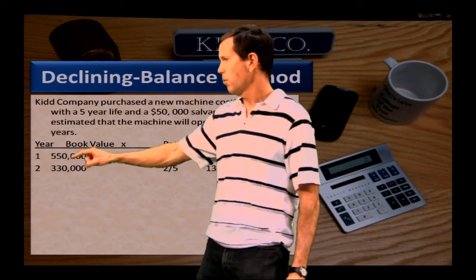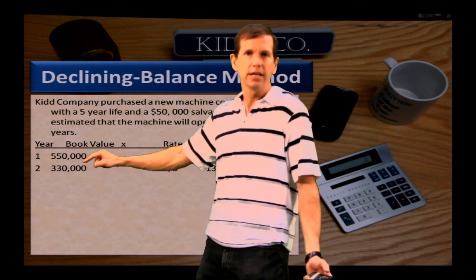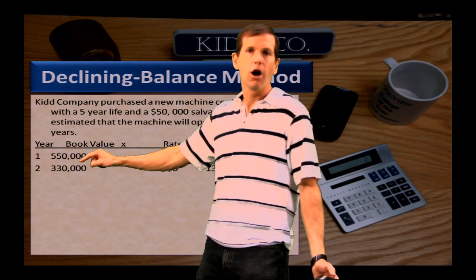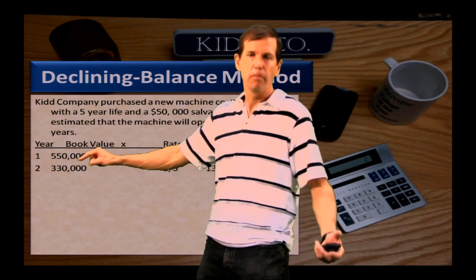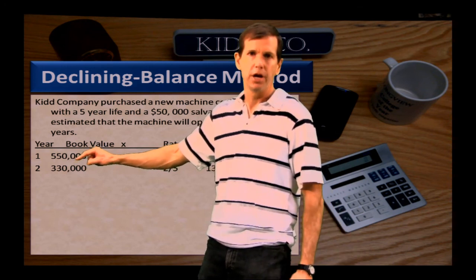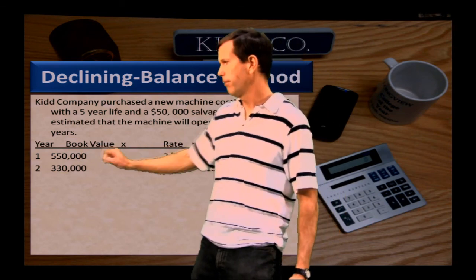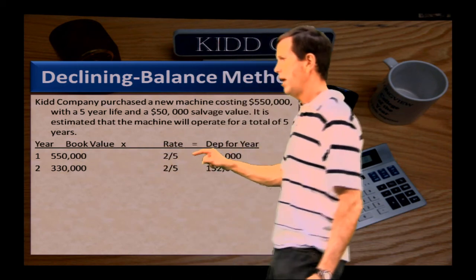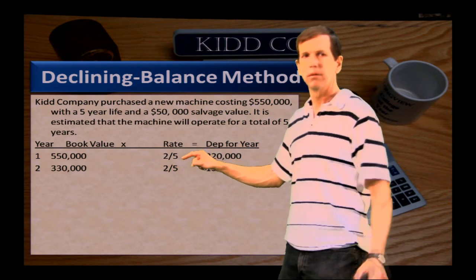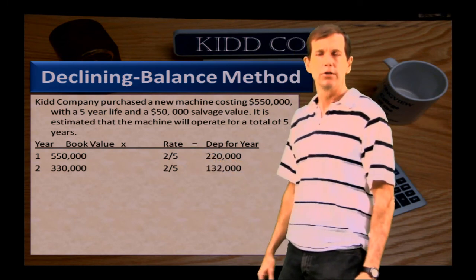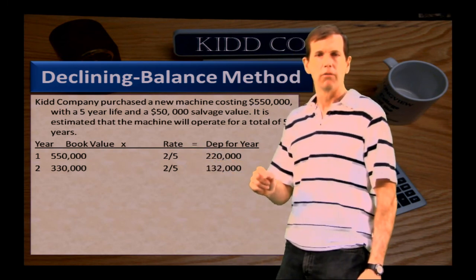Well, you can see in year one, we haven't depreciated the asset yet. So it's just simply the cost of the asset, 550,000 minus 0, because we haven't depreciated it yet. We're going to multiply that book value times a rate. And the rate is very simple. We're going to make this so simple. The rate is always 2 over the life of the asset.